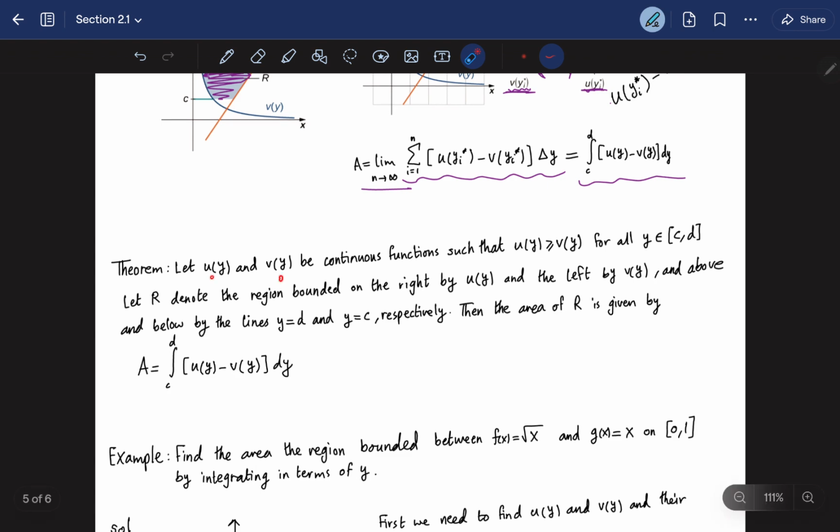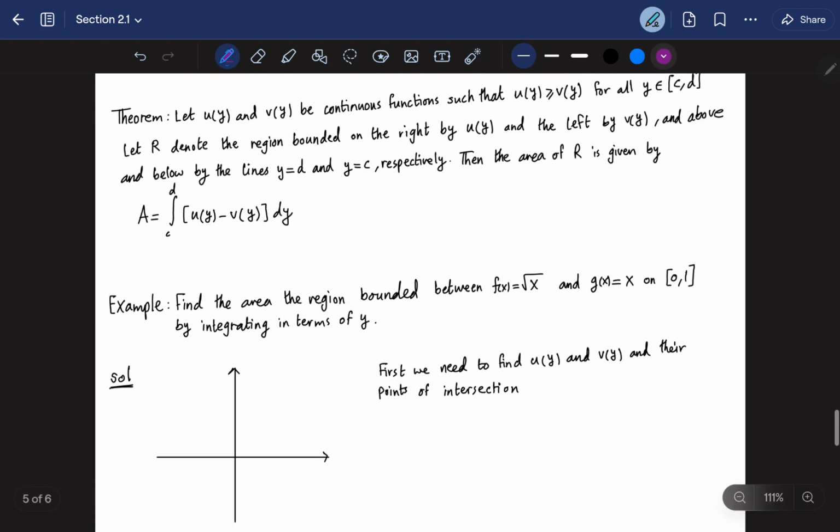So if we have two functions, u and v, that are continuous, and these functions are in terms of y, which is my independent variable. And similarly, I have u bigger than v on a certain interval. R is the region bounded by the function u from the right, the function v from the left, and the lines y equals d and y equals c. Then the total area would be the integral from c to d of u minus v. Right function minus left function.